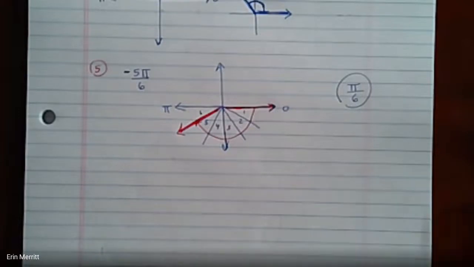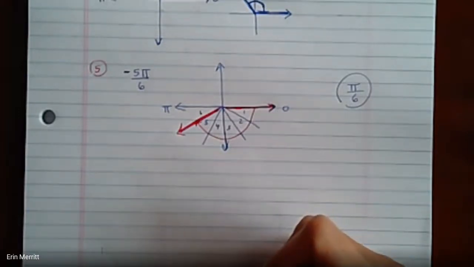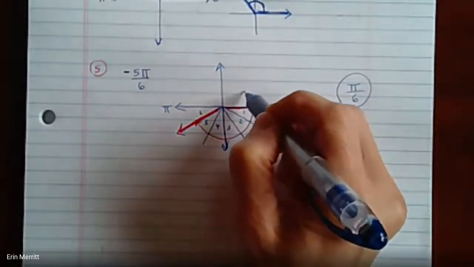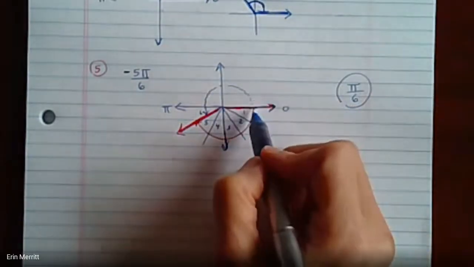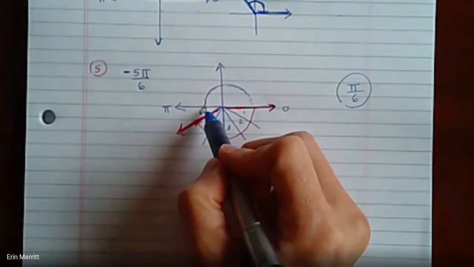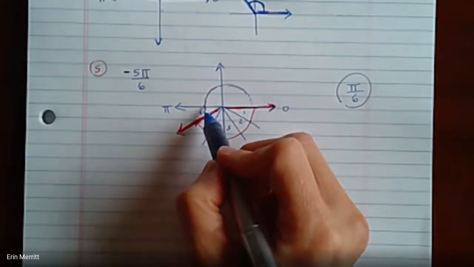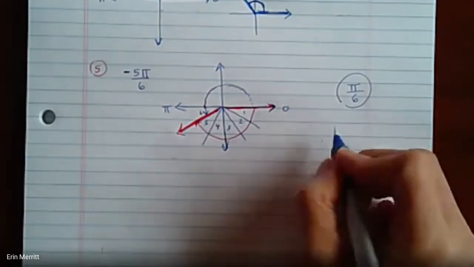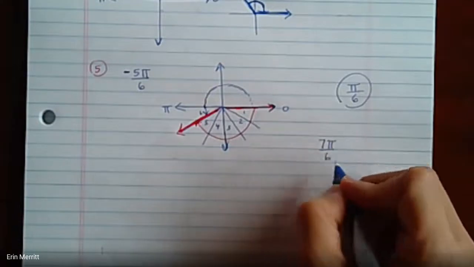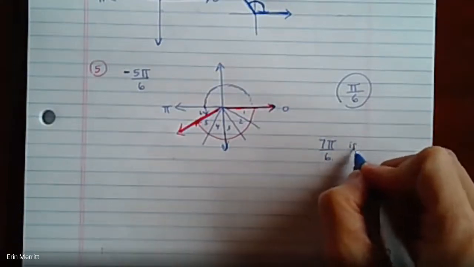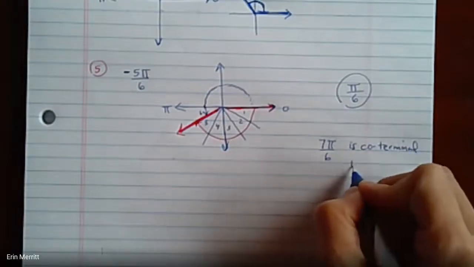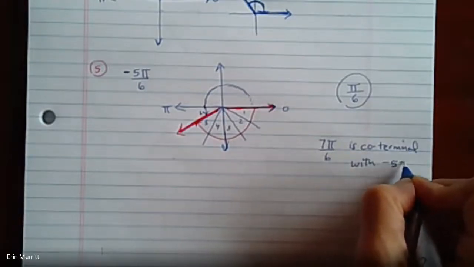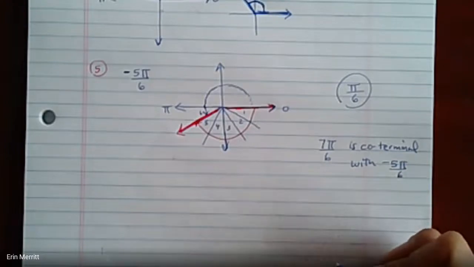As a little challenge, what angle would be coterminal with it? What would be the angle if we went this way? Well, if I do a full 2 pi, that would be 6 pi over 6 plus 1 more. That would be 7 pi over 6. So 7 pi over 6 is coterminal with negative 5 pi over 6. So a little fun fact, throwing that guy back in there.